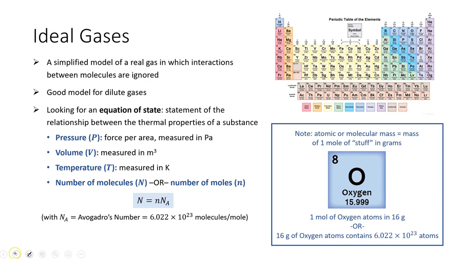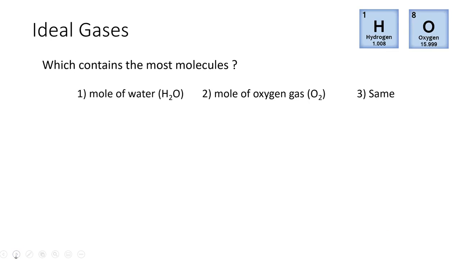Let's do a little bit of practice here. Which contains the most molecules: 1 mole of water, 1 mole of oxygen gas, or do they contain the same number of molecules? Remember that 1 mole always contains Avogadro's number of molecules, so 1 mole of water and 1 mole of oxygen gas both contain 6.022 times 10 to the 23rd molecules. In other words, they contain the same number of molecules.